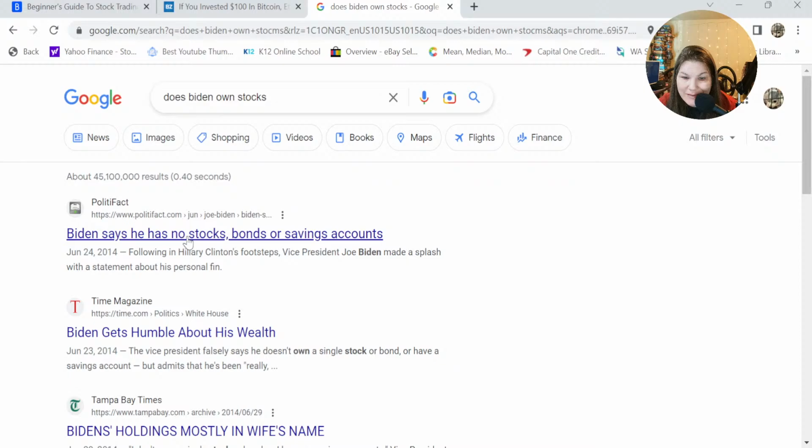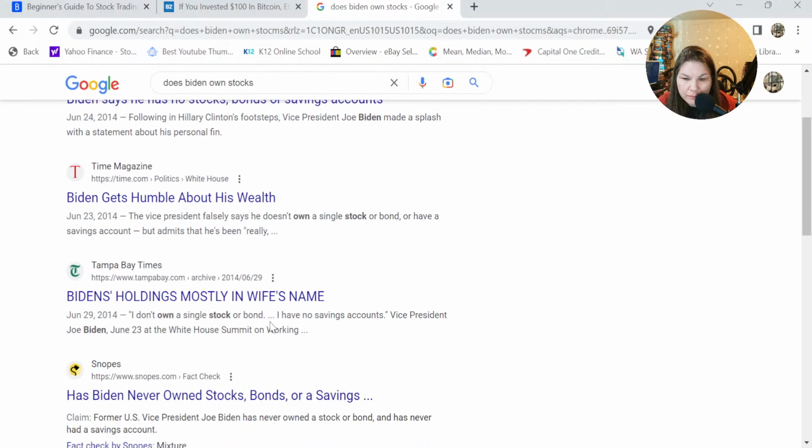So in 2014, Biden says he has no stocks, bonds, or savings accounts. But you guys know what he can have? Just because you don't have stocks or bonds, I don't believe Biden. I have no savings accounts. Okay, but how many retirement funds does he have? How many Roth 401s? I don't even know what they're all called. But just because you don't have a savings account does not mean that you're not on the stock market. Just because you don't buy a stock or a bond does not mean you're not on the stock market.